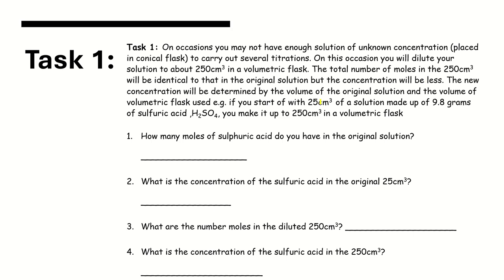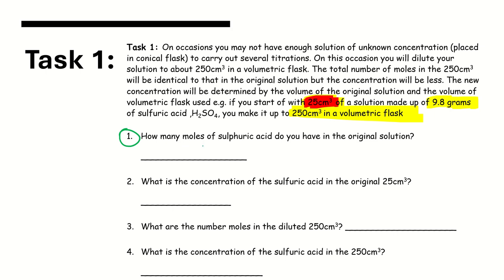What we've said here is we're making up a solution of sulfuric acid, with 9.8 grams of sulfuric acid. That solution was in 25 cubic centimeters, and then we made it up in a volumetric flask to 250 cubic centimeters to carry out our titration with. The simple fact of the matter is that 25 cubic centimeters would not be enough to carry out the titration with, so we need to dilute it to get a large enough volume to carry out a few different titers with.